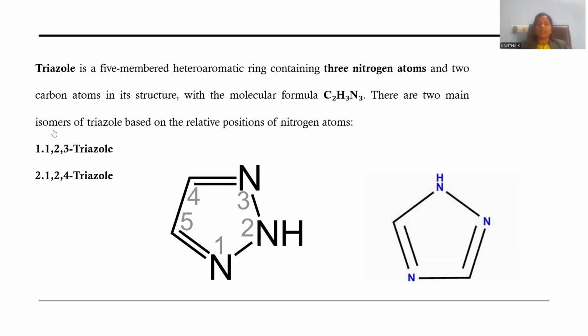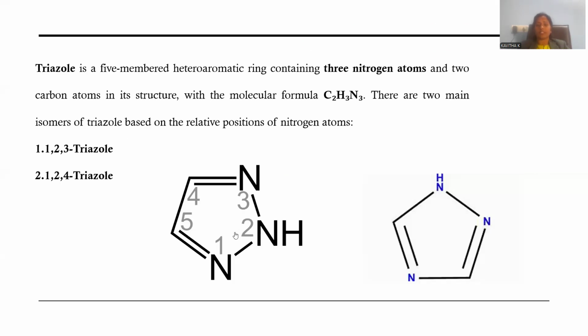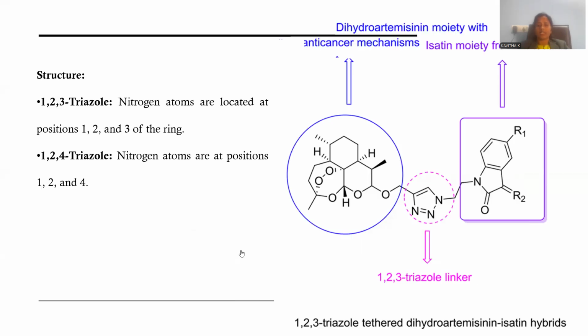There are two main isomers for this triazole. Either it exists in the form of 1, 2, 3 position, or else 1, 2, 4 position as well. So both are said to be positional isomers based on the positioning of nitrogen atoms. Let me provide the structure for this compound. In 1, 2, 3 triazole, nitrogen atoms are located at positions 1, 2, 3, and in 1, 2, 4 triazole they are located at positions 1, 2, 4 respectively, as mentioned in these two possible positional isomers.